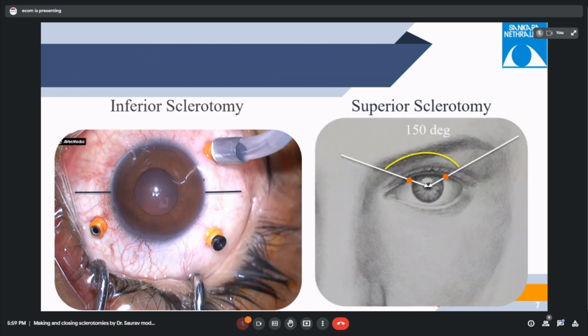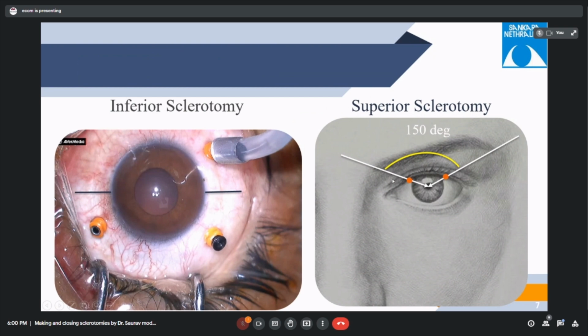and hindrance with globe rotation during the surgery. For the superior sclerotomies, there are two, in the supranasal quadrant and the supratemporal quadrant. They are usually placed 150 degrees apart from each other. The supranasal sclerotomy is placed along an imaginary line extending from the base of the nose to the center of the pupil, while the supratemporal is placed along an imaginary line from the lower part of the superior orbital rim to the center of the pupil. Always the angle of 150 degrees is to be maintained.